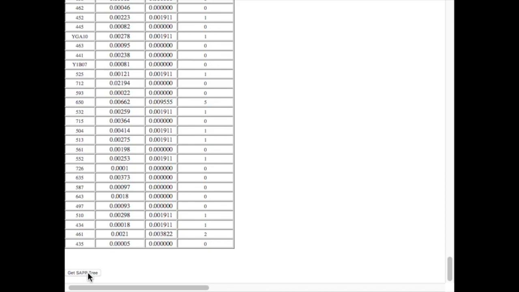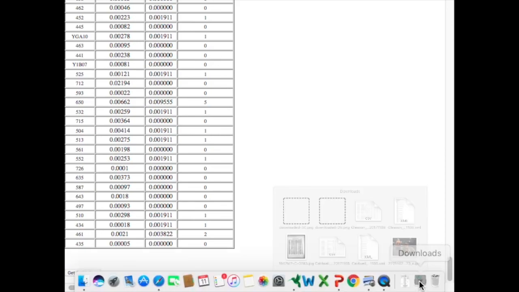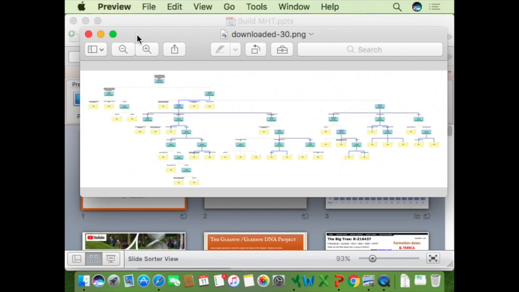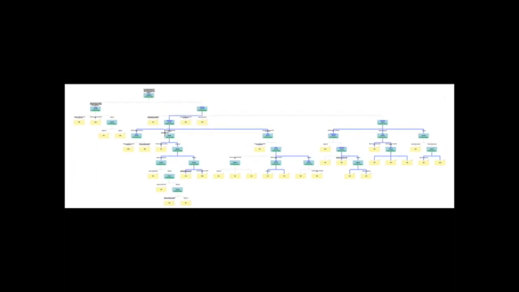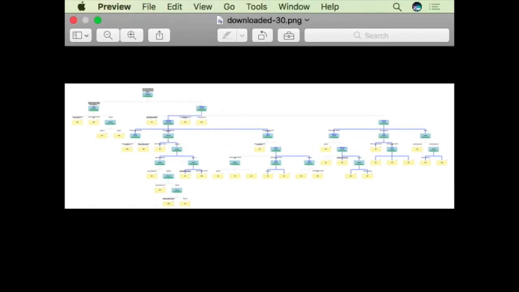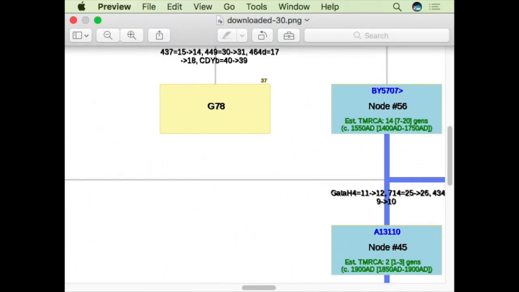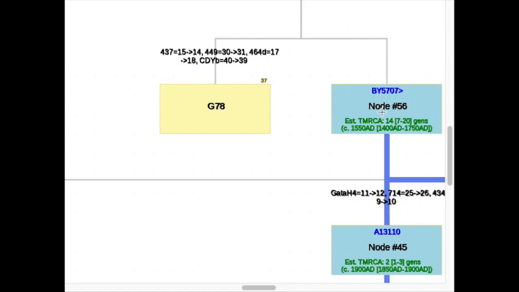At the very end, it says get the SAPP tree. It's downloading it somewhere down here. Okay, and there it is. The SAPP tree comes up, and we can increase that, and you can see that is the SAPP tree with the dating points. So it's a very simple program to use.